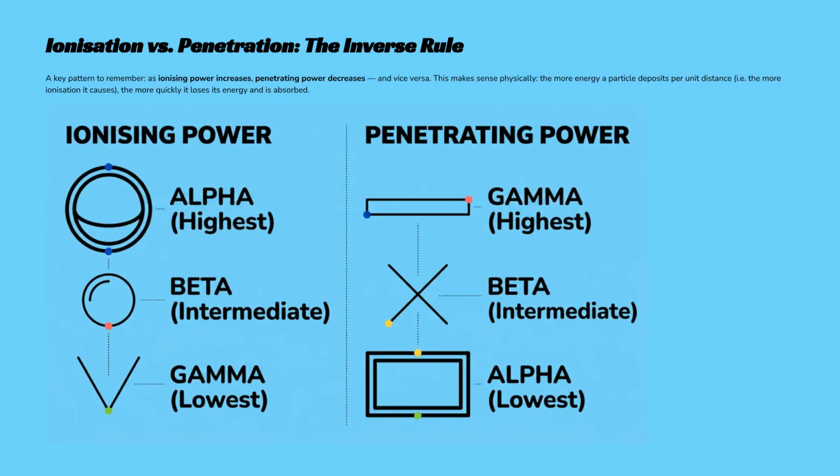Remember the inverse rule: as ionizing power increases, penetrating power decreases. Alpha particles cause the most ionization because they deposit energy quickly, which is why they are stopped so easily. Conversely, gamma rays interact rarely, making them highly penetrating.